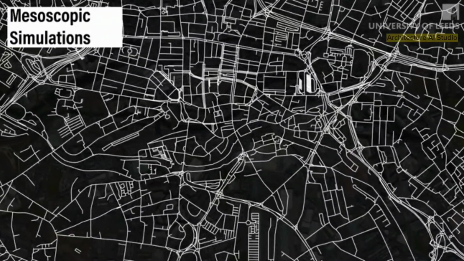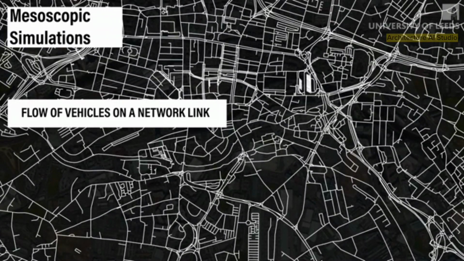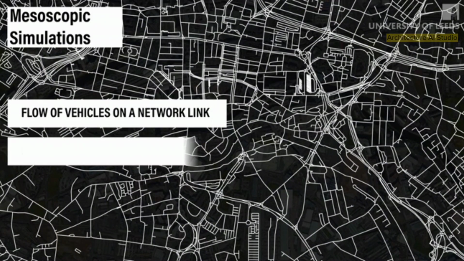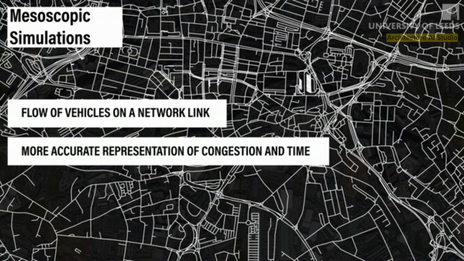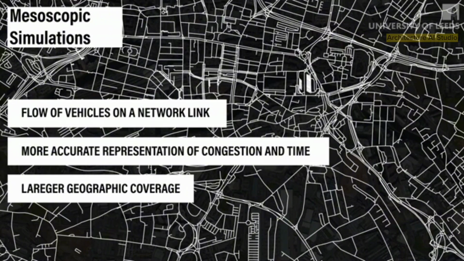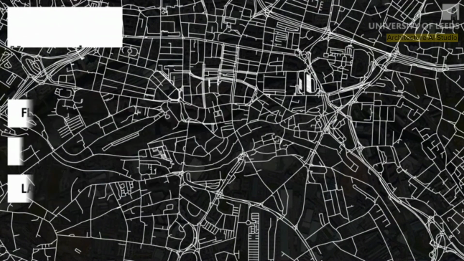Mesoscopic transport planning tools represent the flow of vehicles on a network link, but do not represent individual lanes. They are used to represent congestion conditions and temporal effects more accurately than macro models, but cover a larger geographic region than microscopic simulation models.